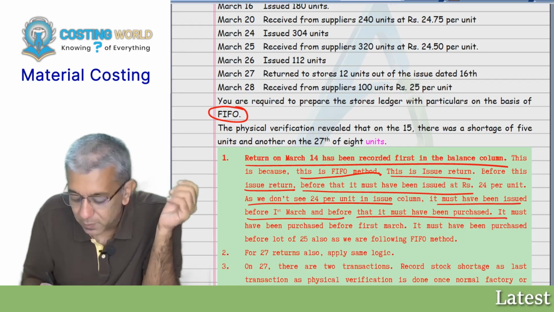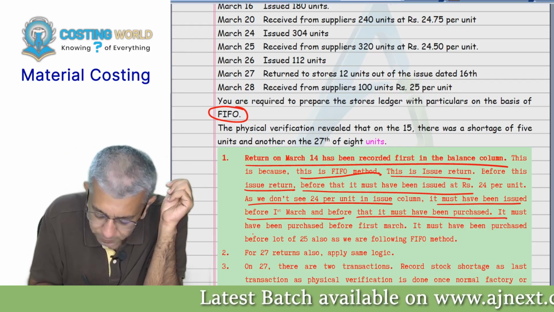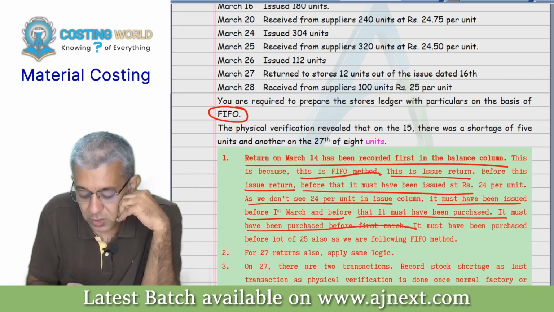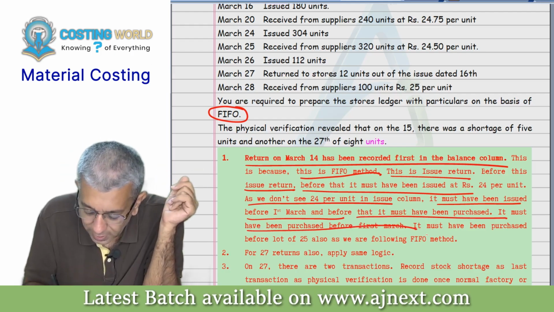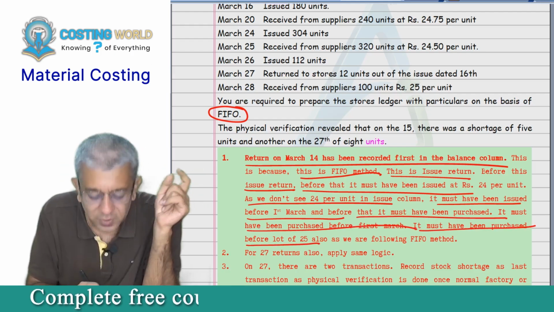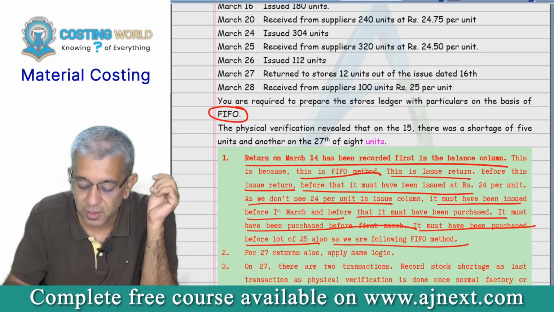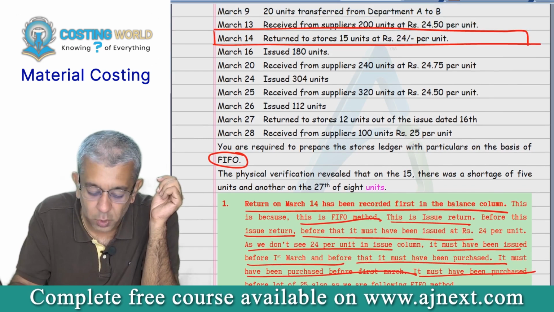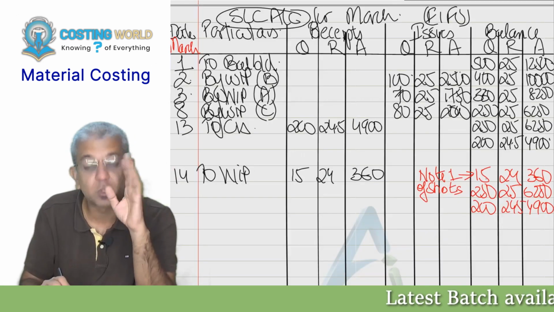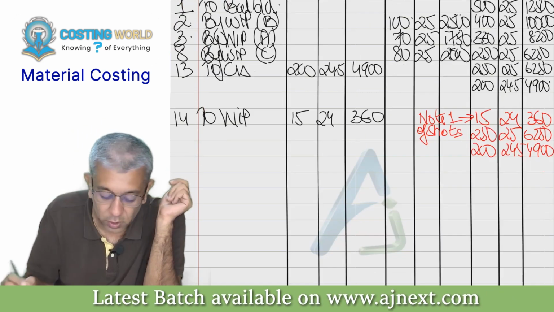And before that, it must have been purchased. Therefore, it must have been purchased before 1st of March. It must have been purchased before the lot at the rate of 25 per unit also, as we are following the FIFO method. So therefore, it has been recorded first over here. Okay, my job is done. This was very important, that it should be recorded first.